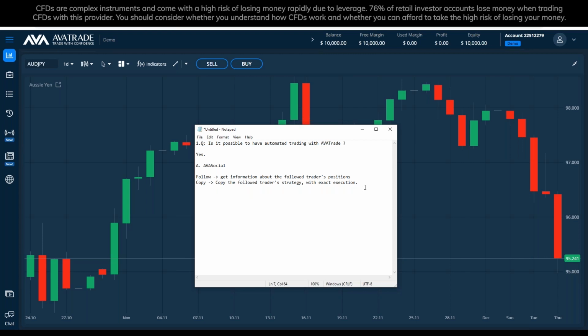So you got to make sure to customize the proportions in a way that makes sense. So you won't end up following somebody with a much larger amount than yourself, and then you can accidentally wipe out the account. So those are the adjustments.